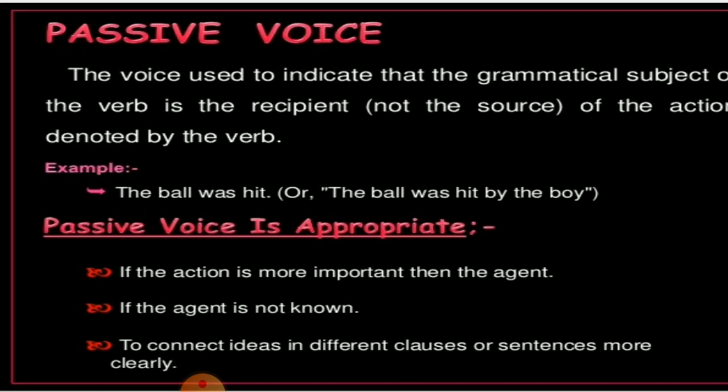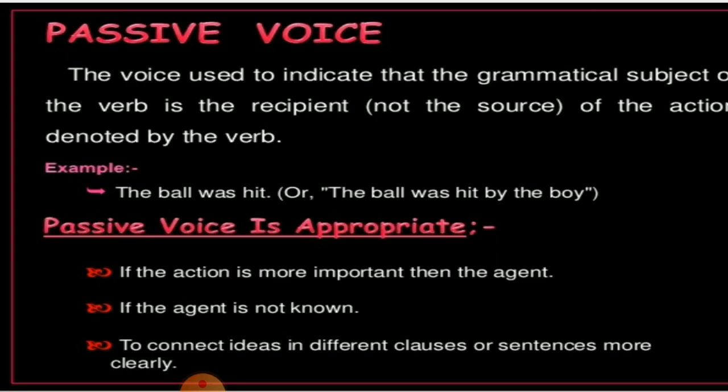Now let's see what is passive voice. The voice used to indicate that the grammatical subject of the verb is the recipient, not the source of the action, denoted by the verb. Example, the ball was hit or the ball was hit by the boy means who is doing the work of hitting. Here it is used as your object. So your sentence becomes your passive voice.